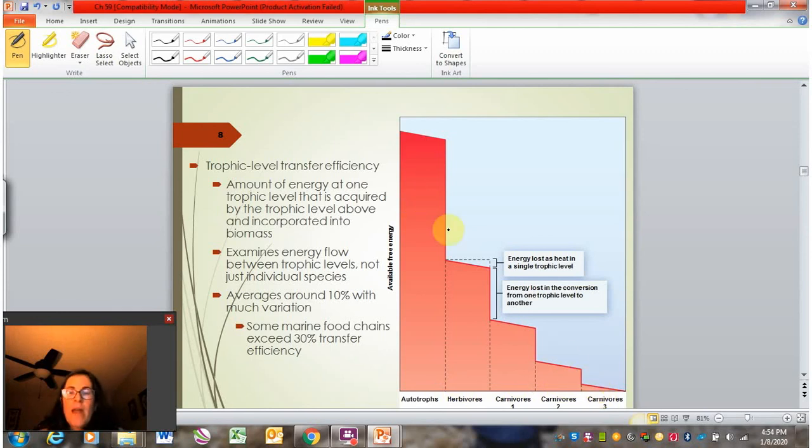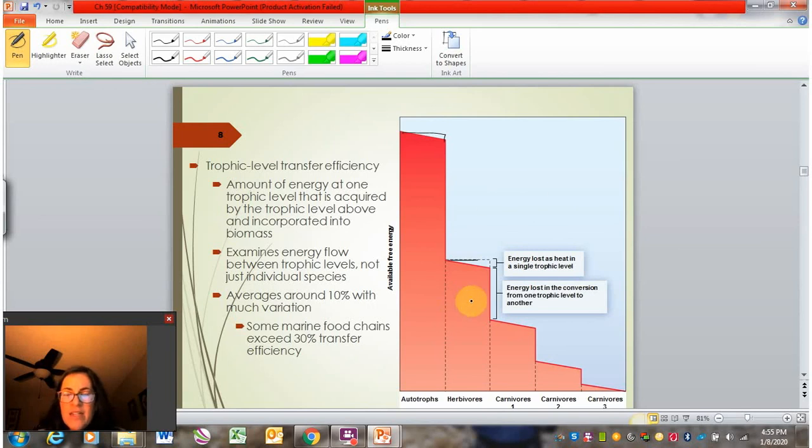And so what happens is that within a trophic level, we see some loss. So notice how this tips down, right? It's not a straight line. So that means within the autotrophs, they lose some energy as heat. The herbivores lose energy as heat. That's that entropy that we were talking about, okay? So that means they can't pass on that energy.